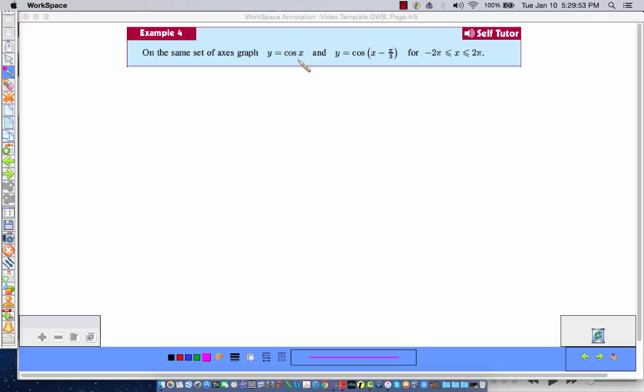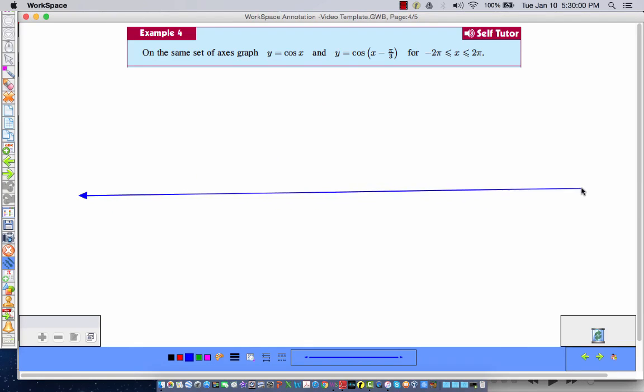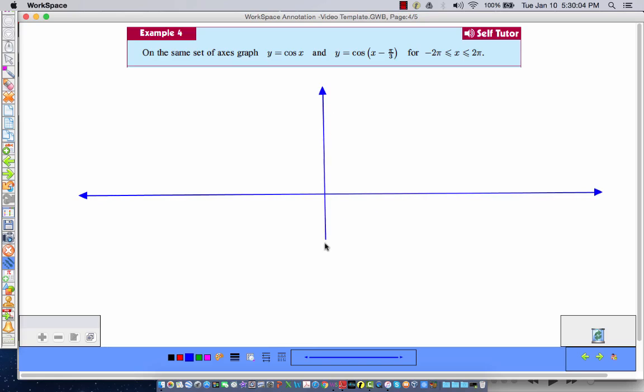We have to graph cosine x and cosine of x minus pi over 3 from negative 2 pi to 2 pi. So I'm going to do it by hand. I always have you guys do it by hand, so I'll do it by hand as best I can. Got my little drawing tool here. So first I'm going to mark my important critical points.